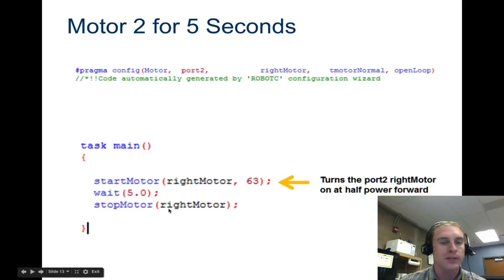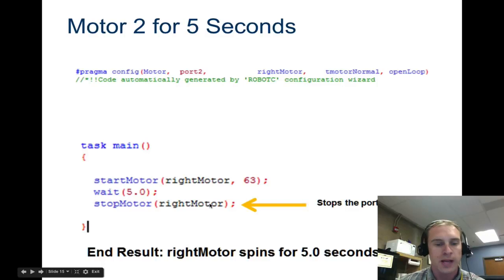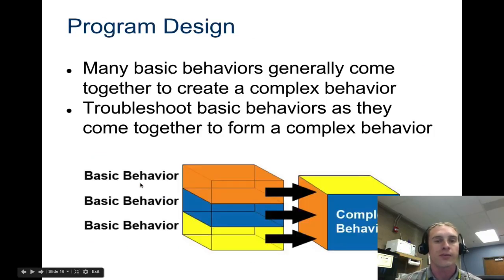And then we stop motor and we tell it the right motor. You don't have a speed when you stop, so that's why there's not a comma after that one. So there's your time. Then we stop it. End result, right motor spins for 5 seconds. So you could test this out if you wanted to. Copy and, well, you can't really copy and paste, but you could type that into your ROBOTC and run it, and you would see it run for 5 seconds.